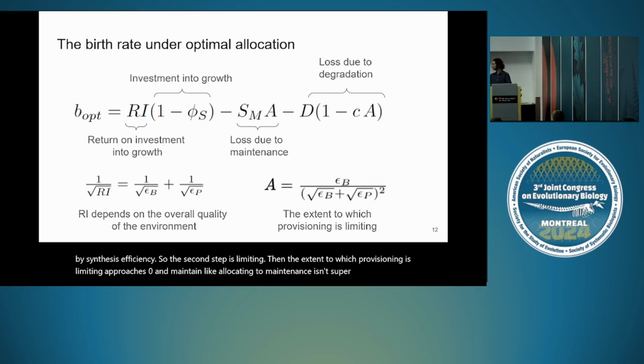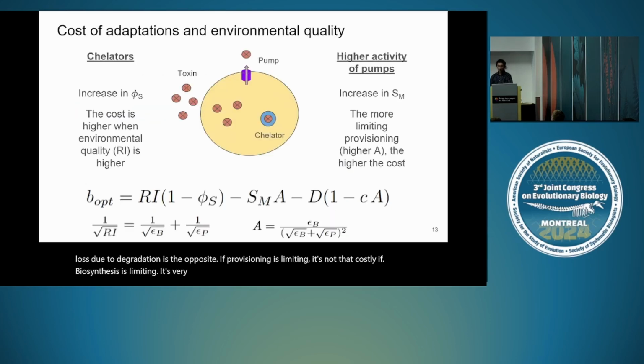And the loss due to degradation is the opposite. If provisioning is limiting, it's not that costly. If biosynthesis is limiting, it's very costly. And so using this, I can try to answer the original questions that I had, which was how can I compare the cost of making chelators and higher activity of pumps, and how those costs will change if I give cells more food.